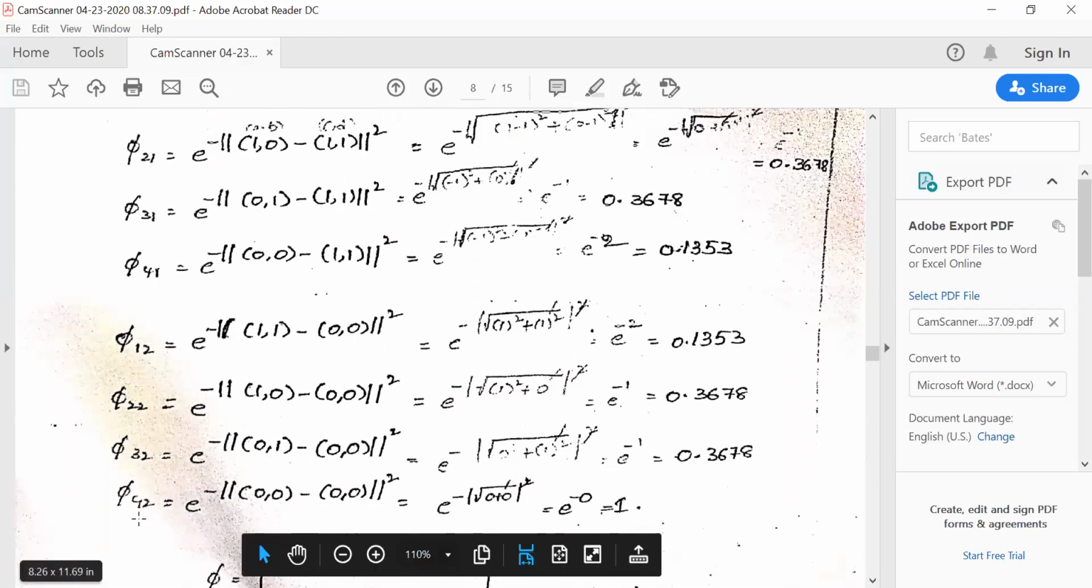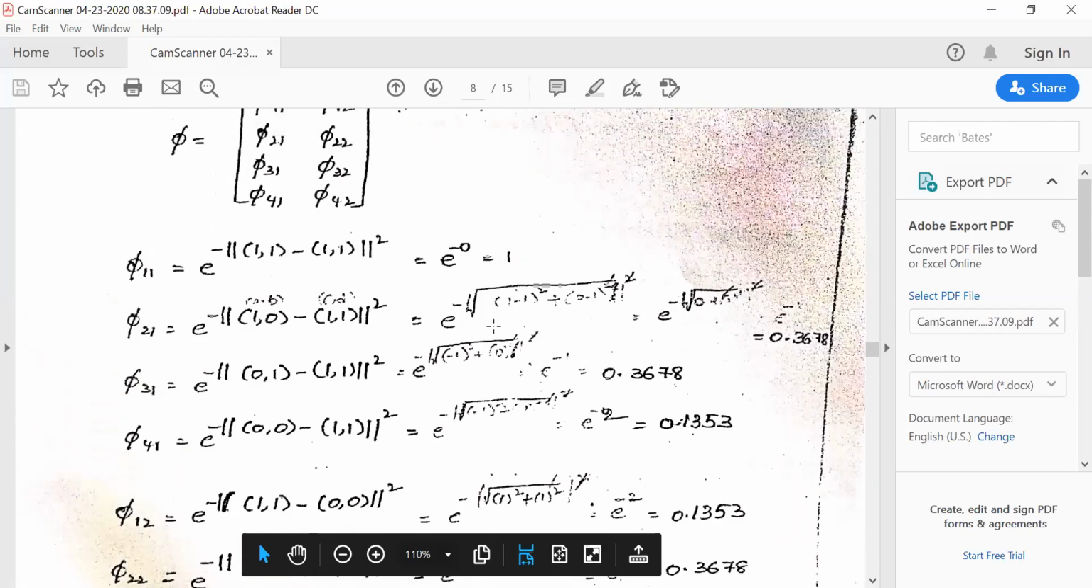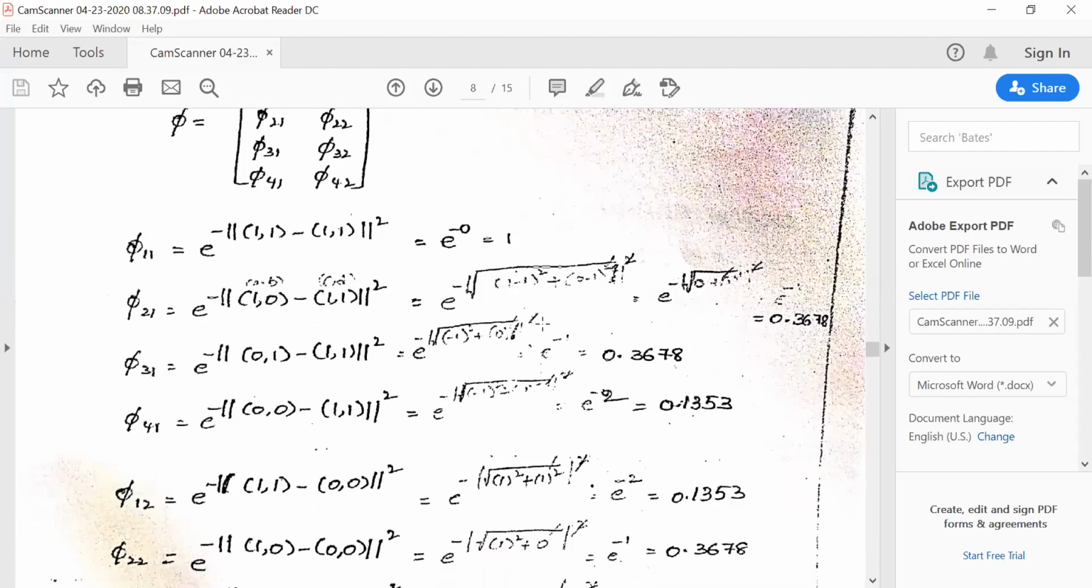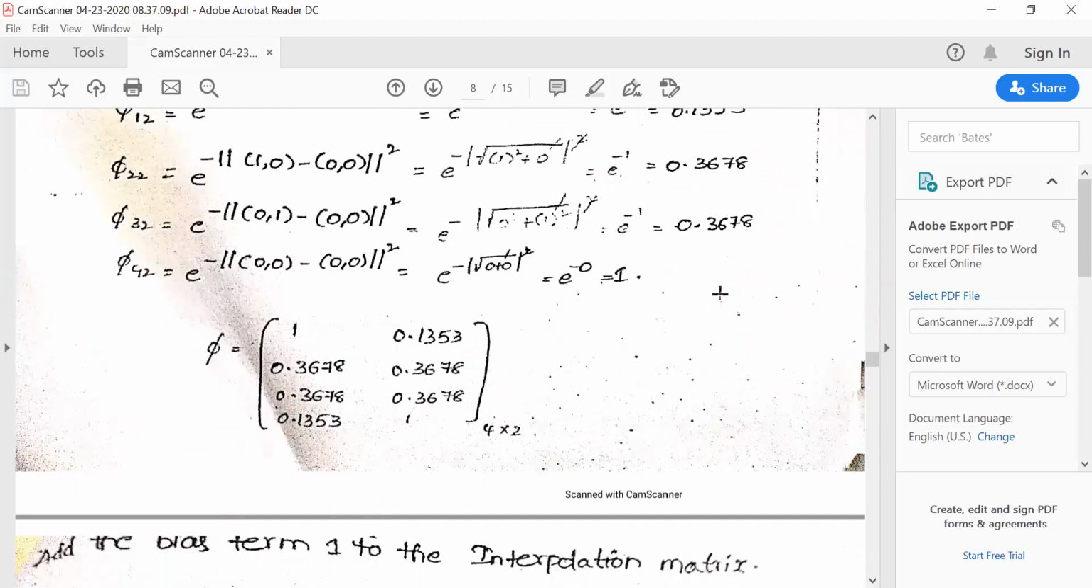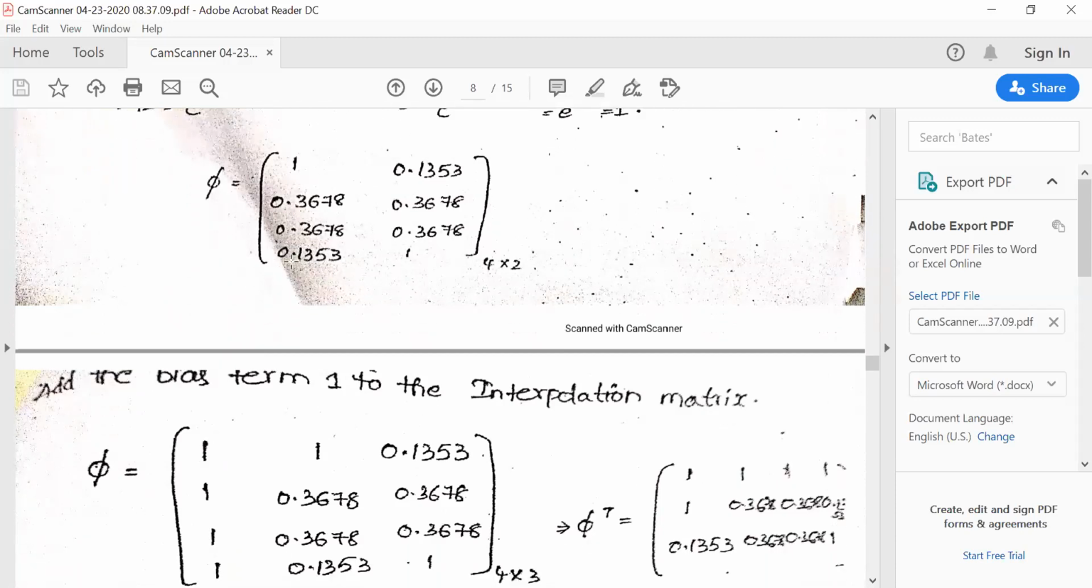So this will give, you need to observe the formula also. I have given the formula over here. The formula is square root of x1 minus x2 whole square plus y1 minus y2 whole square, which is e power minus of that. You need to understand that. And then you'll get this matrix. This is the interpolation matrix, which is of size 4 by 2. By writing up all those values we got, phi is equal to a 4 by 2 matrix.